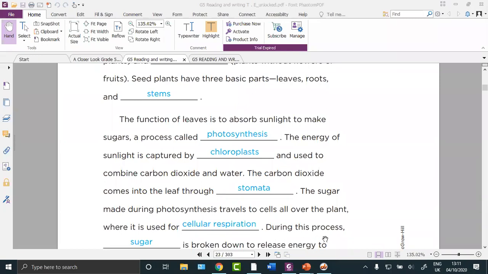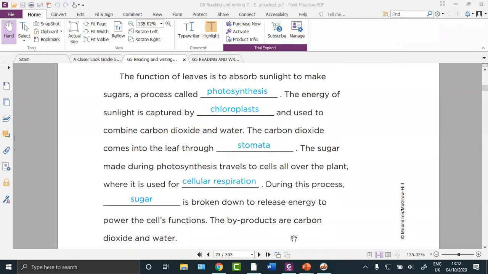During this process, sugar is broken down to release energy to power the cell's functions. Byproducts are carbon dioxide and water.